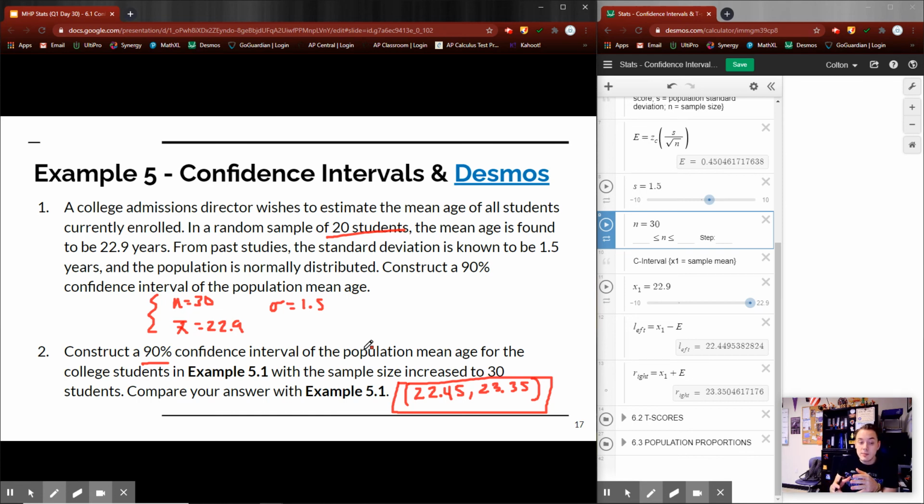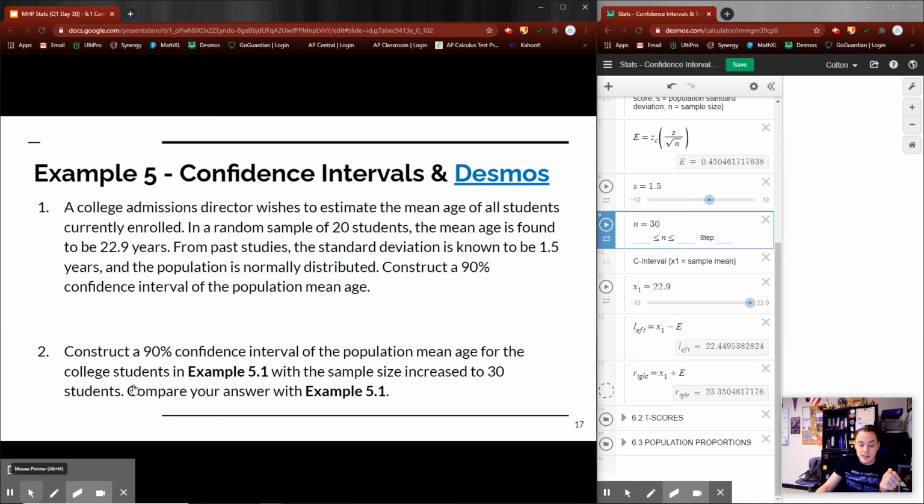Just like if I decrease my confidence level, I also will have a smaller margin of error because I don't need as much wiggle room. But if I increase my confidence level from 90% to like 99%, then it's going to be a little bit harder to construct, which means I need to expand my margin of error there.